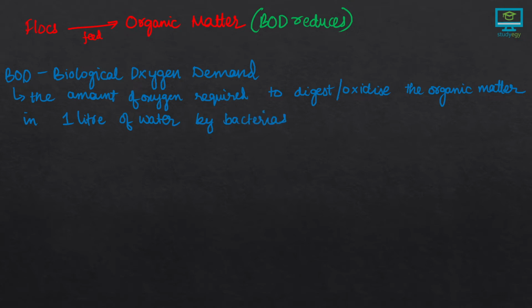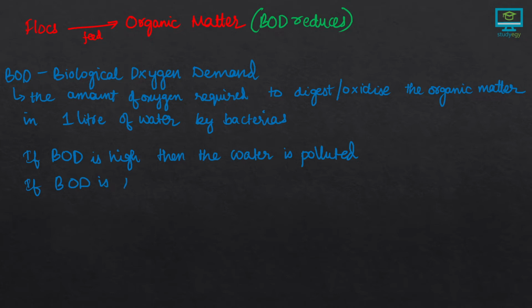From this, we can assume that if we need more oxygen, that means there is a lot of organic matter and hence the water is more polluted. If BOD is high, then the water is polluted. If BOD is low, then the water is less polluted or not polluted.